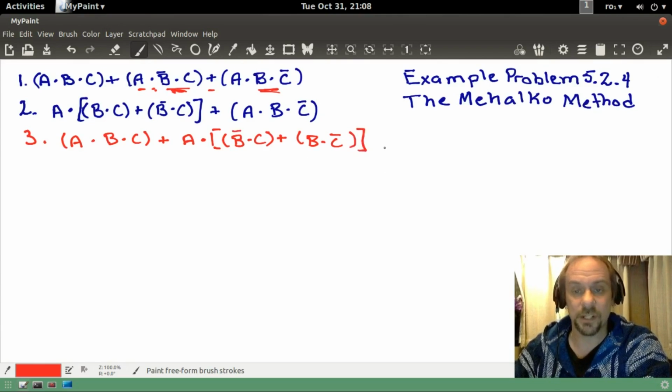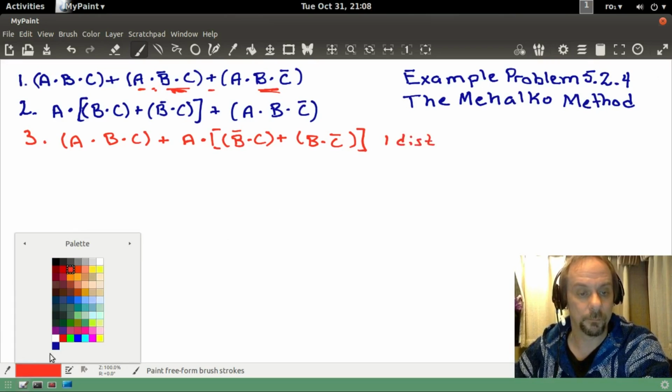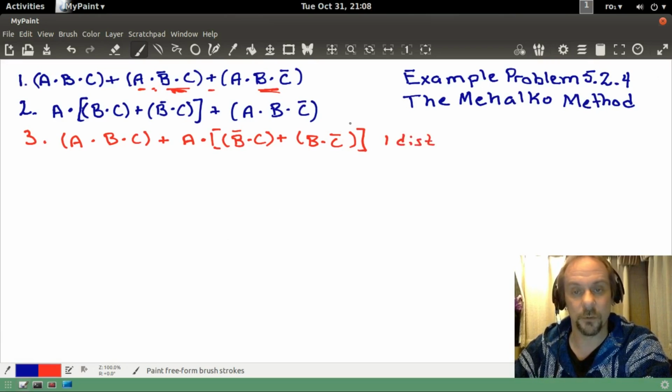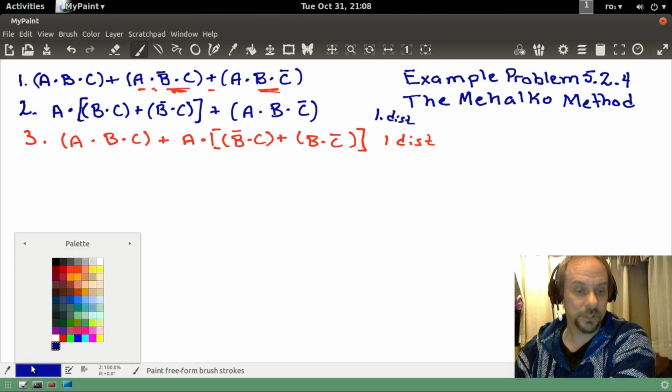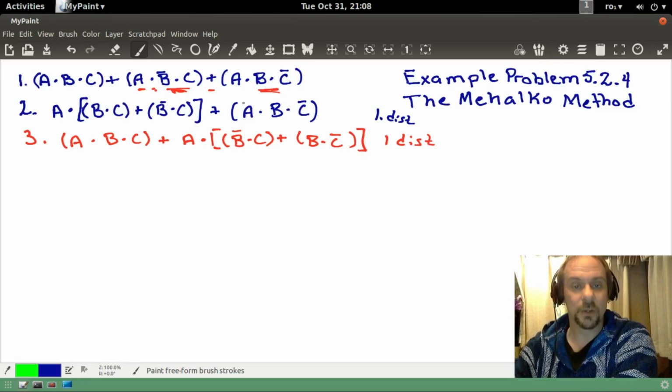This, of course, both these are 1 by distribution. This also is 1 by distribution. Okay. So looking at this, you can see when I pull the B's out, like I said here, I get the C's come out. Sorry, I pull the C's out, and the B or not B collapse into a 1.